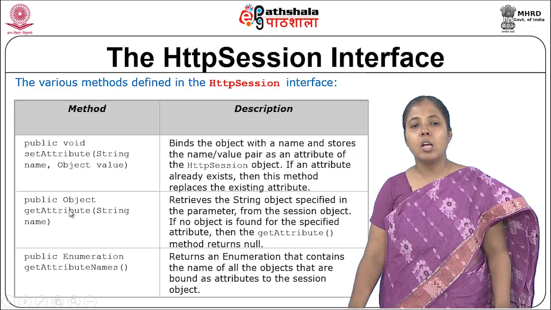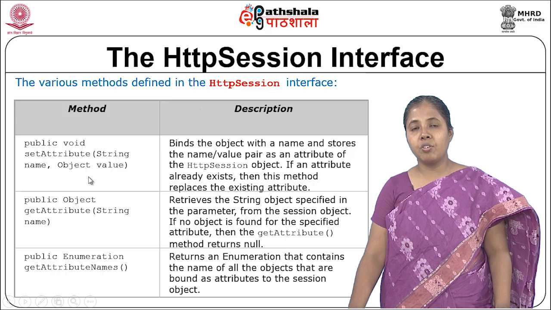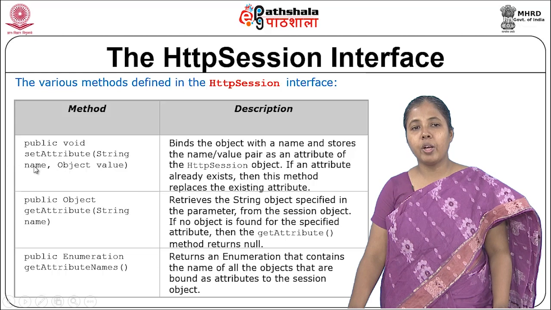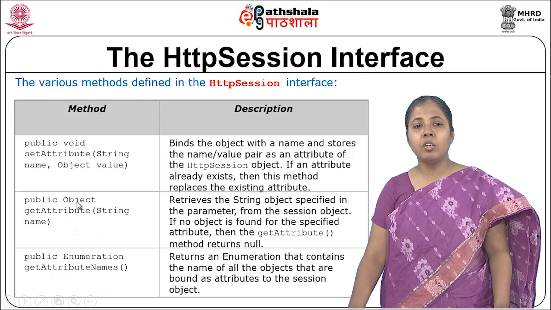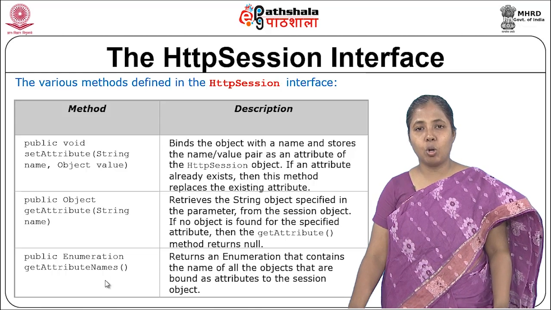The HttpSession interface has methods like setAttribute and getAttributeNames. As I told you, this HttpSession interface is for session tracking with servlets. So, you can maintain a session, and during that session you can set an attribute. You can bind an object with a name and a value as an attribute to the HttpSession object, and getAttribute, by giving the string name, can retrieve the value from the session object. getAttributeNames would return an enumeration that contains the names of all the objects that are bound as attributes to the HttpSession object.